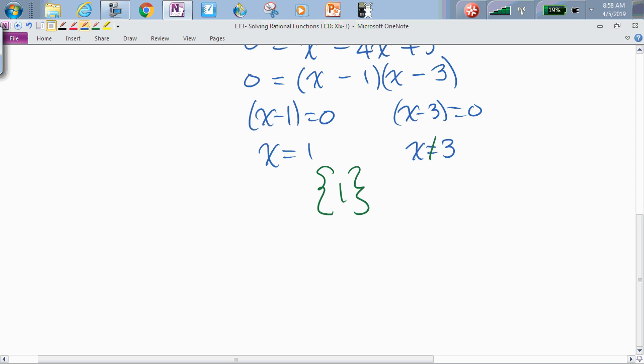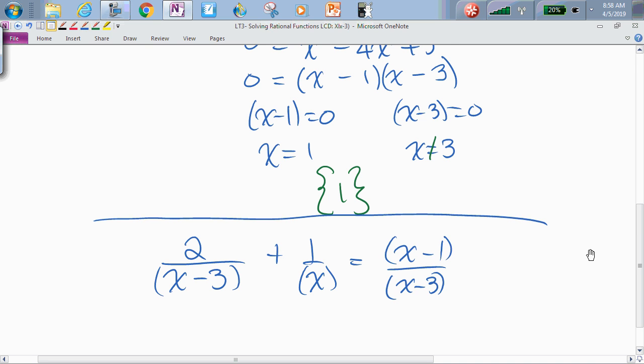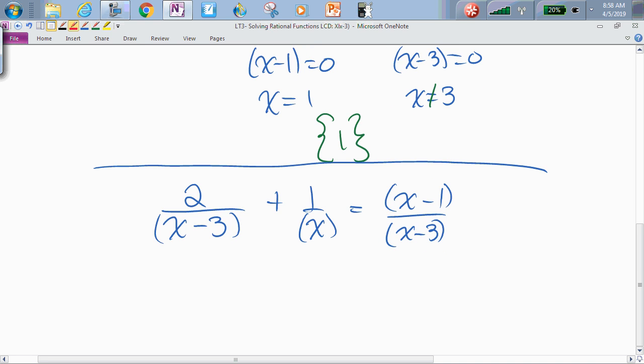Now, the second way to do this, same problem, 2 over x minus 3 plus 1 over x equals x minus 1 over x minus 3. And if you just put parentheses for all denominators and anything in the numerator, that'll make things a little bit easier. So the other way is to look at how we can make all these denominators the same, how we did when we're adding and subtracting.